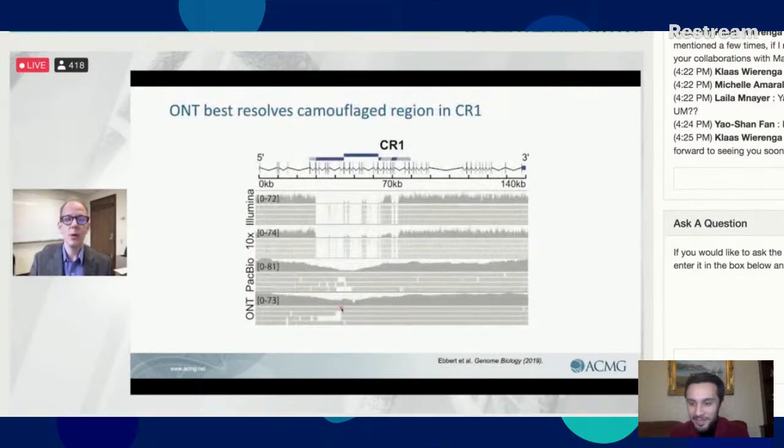If we look at CR1, again, Illumina, you see the big gaps. In this case, 10x Genomics has no effect. With PacBio, again, it technically resolves it, but you see this dip in coverage. With Oxford Nanopore Technologies, you do see a minor dip, but again, the coverage stays very, very high throughout.